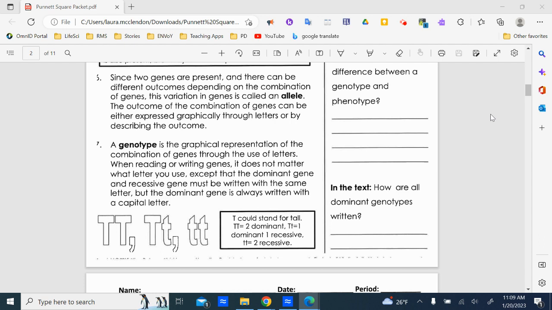T could stand for tall. Big T, big T equals two dominant. Big T, little t equals one dominant, one recessive. Little t, little t, two recessive.